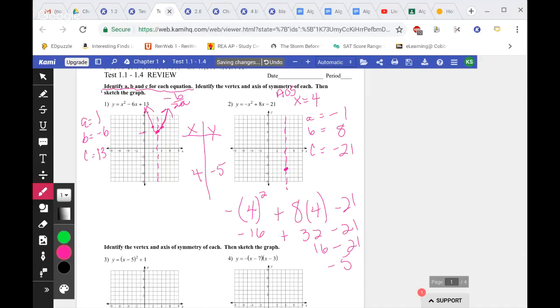And I also know that my parabola is going to be a frowny face parabola based on the A being negative. What I'm going to do is go up or down 1 from my vertex. So I'm just going to pick a 3.